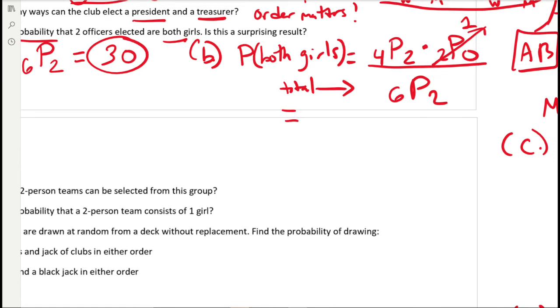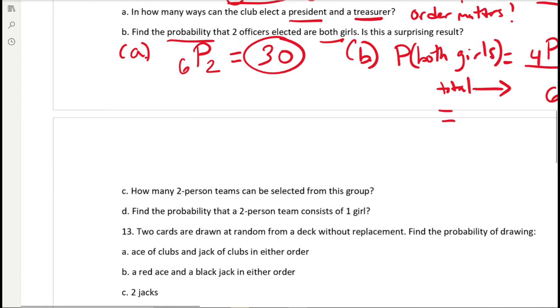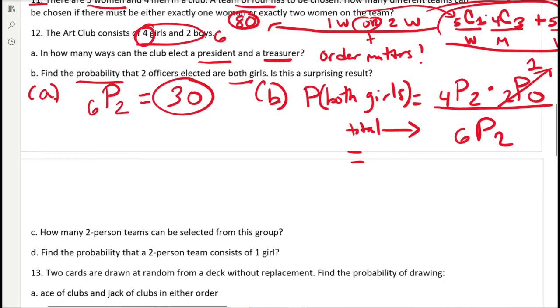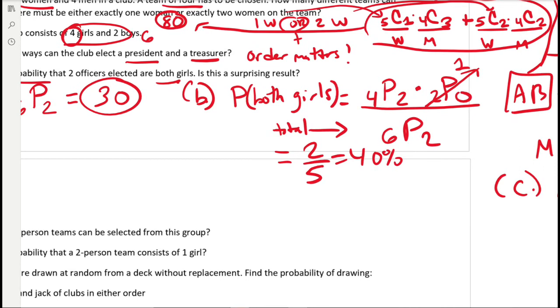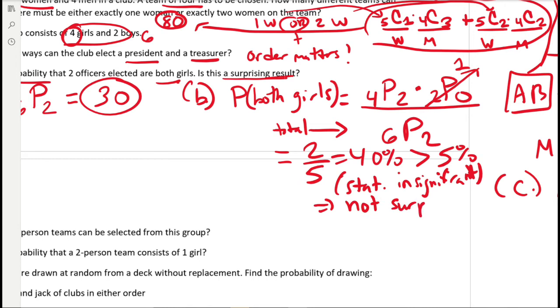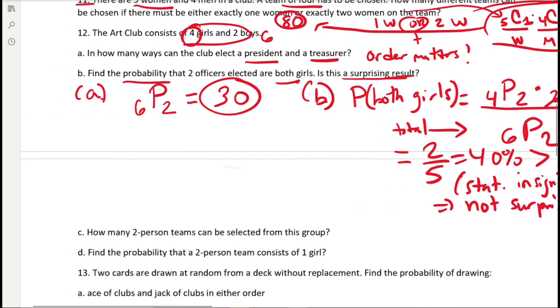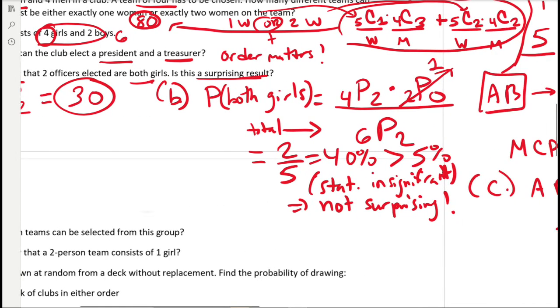So the probability here for number 12b is 2/5 if you were to reduce it, which is equal to 40%. So you're going to compare this to 5%. The cutoff for whether something is significant or surprising is going to be 5%. So this is greater than 5%, which means it's statistically insignificant. So this should not be surprising. So, not a surprising result. It's a pretty good chance that both girls will be chosen, based off of the fact that we have four girls and two boys and only two positions.